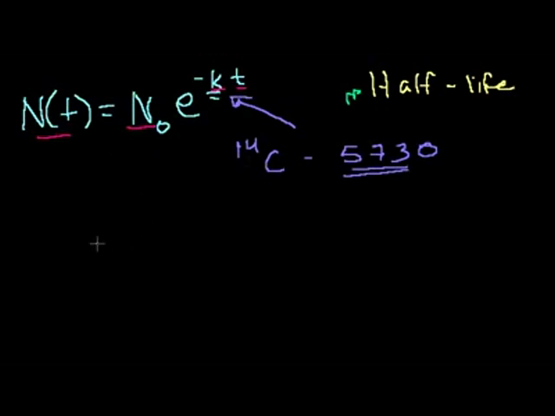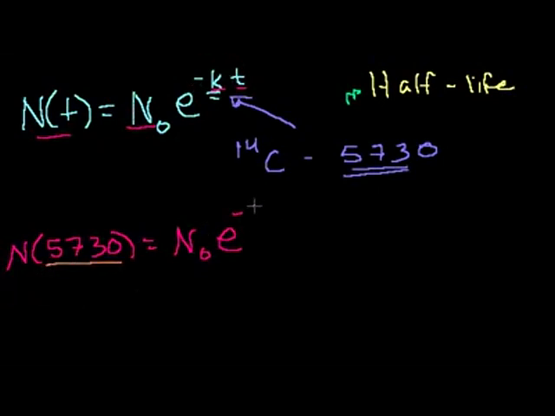So let's see if we can somehow take this information and apply it to this equation. This tells us that after 1 half-life, so t is equal to 5,730, N of 5,730 is equal to the amount we start off with. So we're starting off with N sub 0 times e to the minus, wherever you see the t, you put the 5,730, so minus k times 5,730. That's how many years have gone by. And half-life tells us that after 5,730 years, we'll have half of our initial sample left.